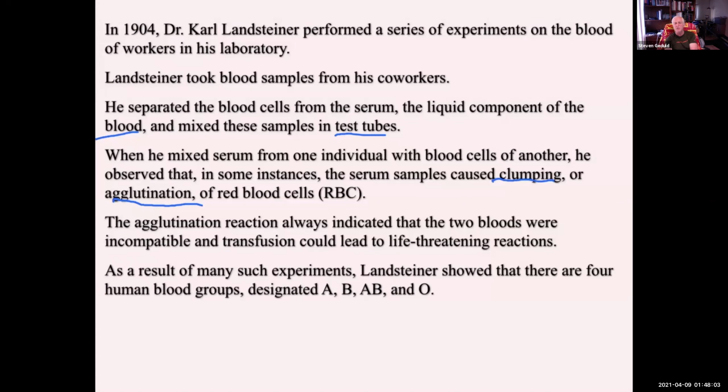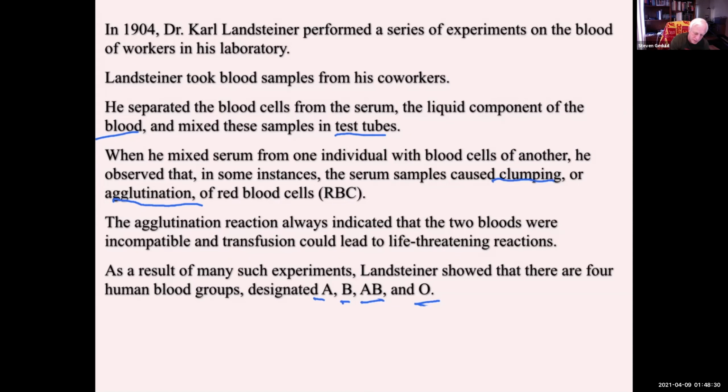As a result, he showed there are 4 human blood groups. There's A, there's B, there's AB, and there's O. These are sugar molecules we've been talking about that are on the outside of the red blood cell. There's a type that's A, there's a type that's B, there's a type of blood cell that has A and B on it, and then O has neither A nor B.